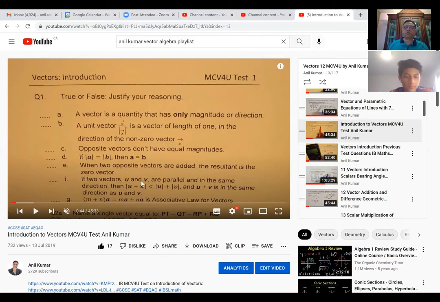So when you add these two vectors, when you put them head to tail, you get the sum of these two vectors. So yes, it will be equal to, not less than, right? It will be equal. So that is a false statement. It has to be equal. Next thing. Yes, sir. M plus n times a equals ma plus na is the associative law for vectors. So that's true, right? Correct. So that was the first question.